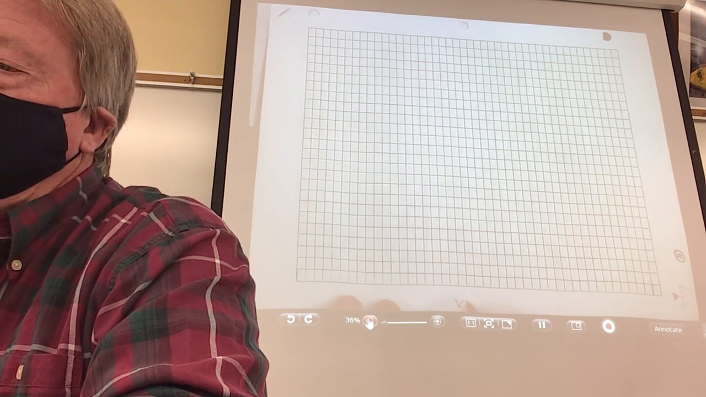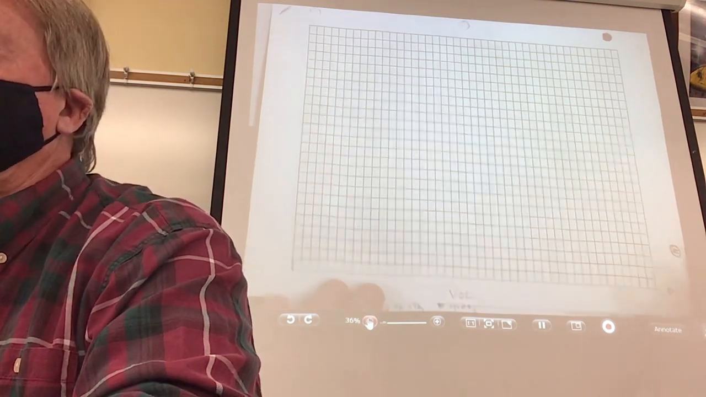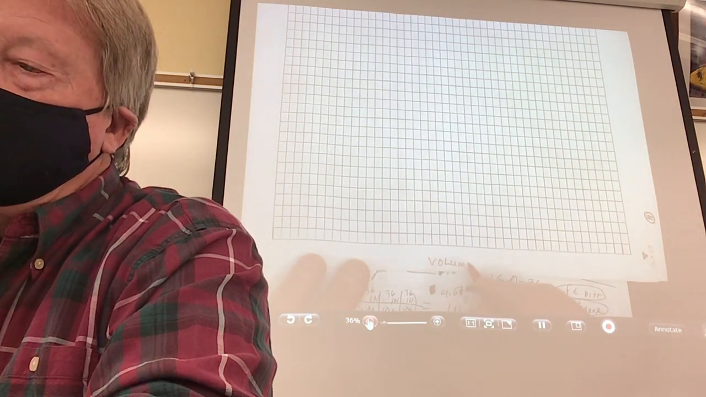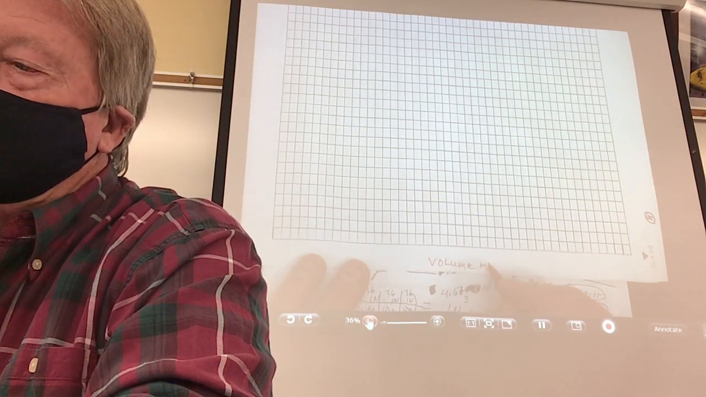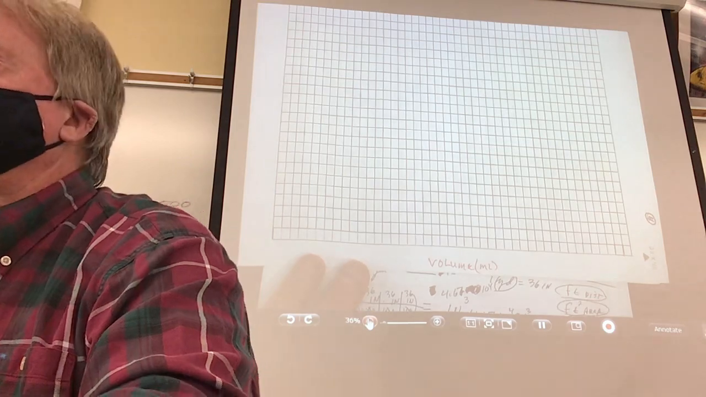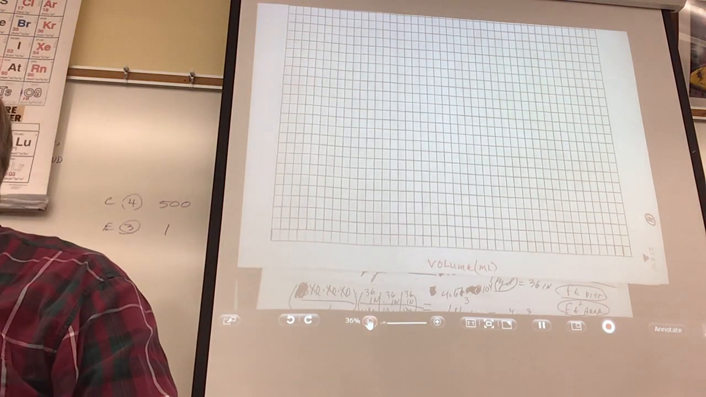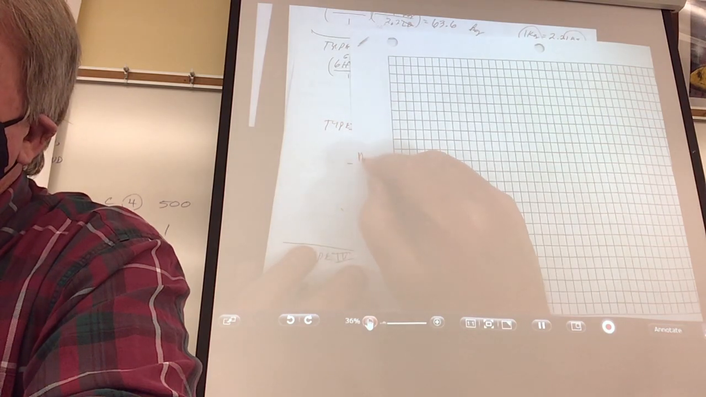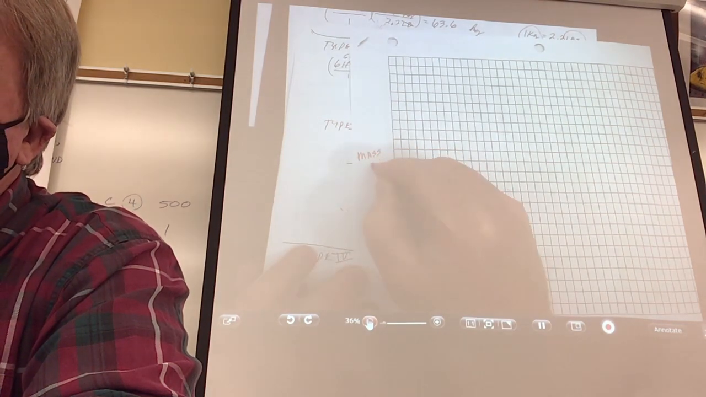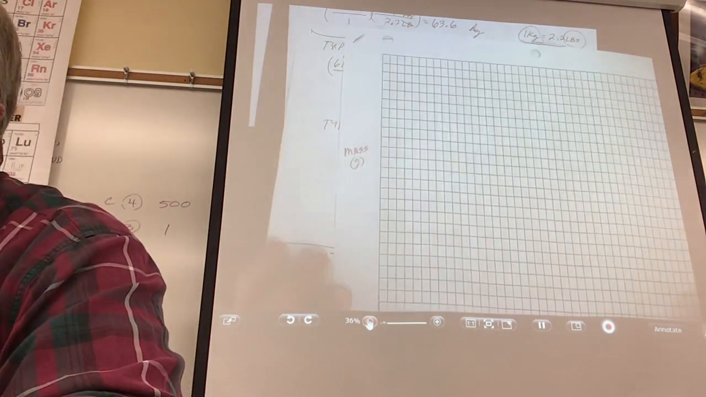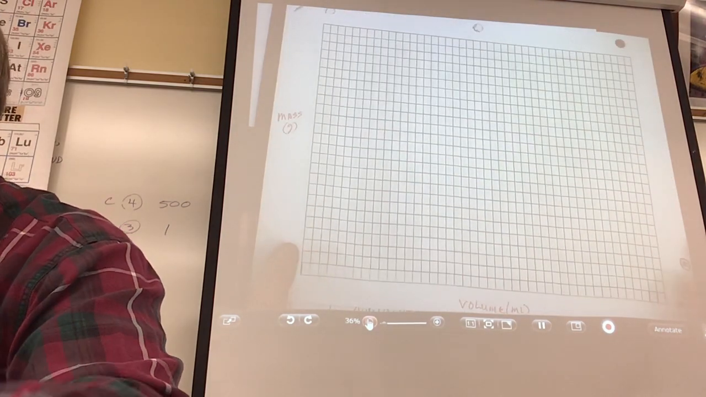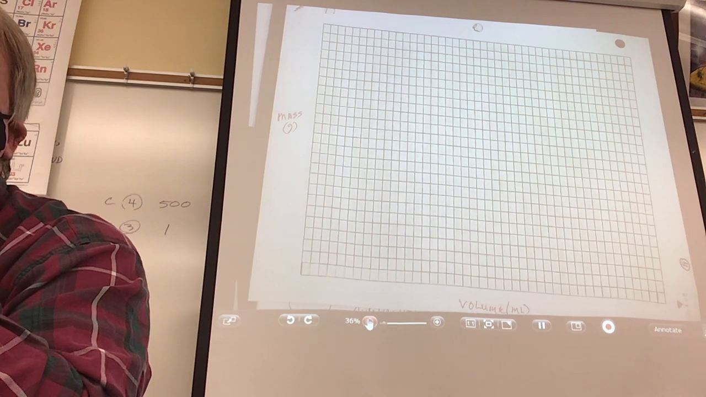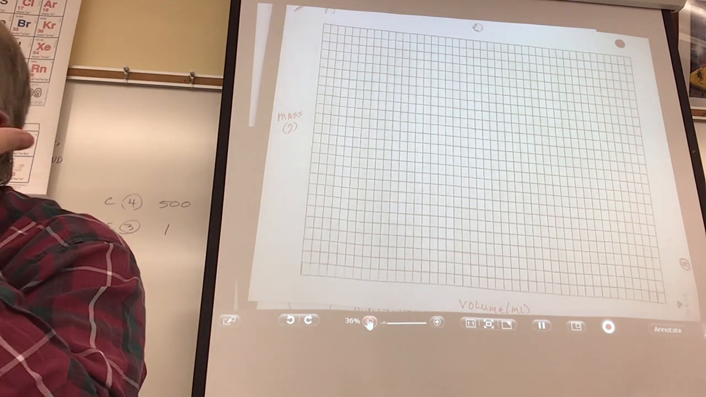Whenever I grade your graphing skills, this is what I look for. I have my label, and then I have my units. So I need both of those. Everybody see that? Okay, what's going to go over here on the y-axis? Mass in grams. I used to always forget to leave room for the numbers, so make sure to leave room for the numbers.